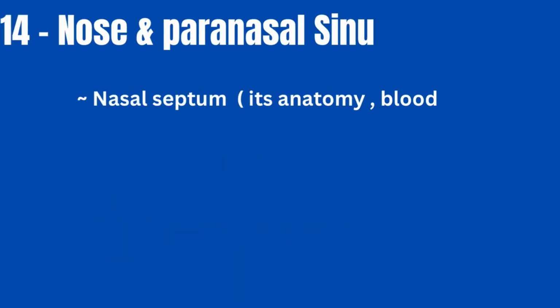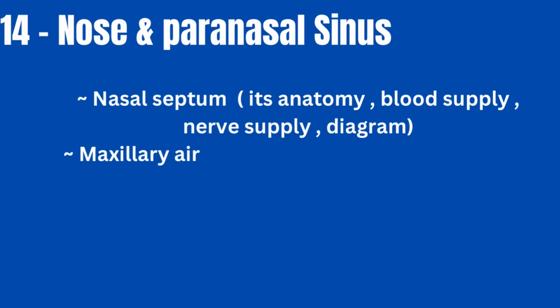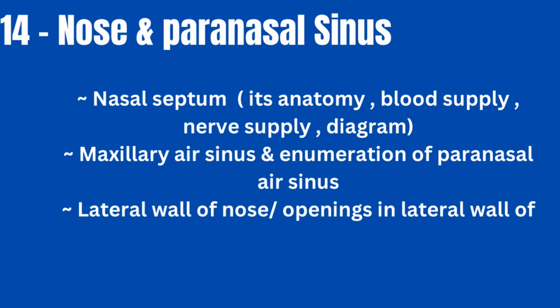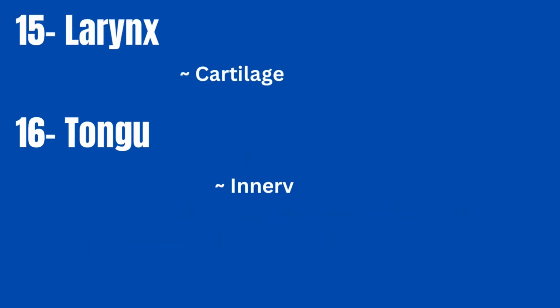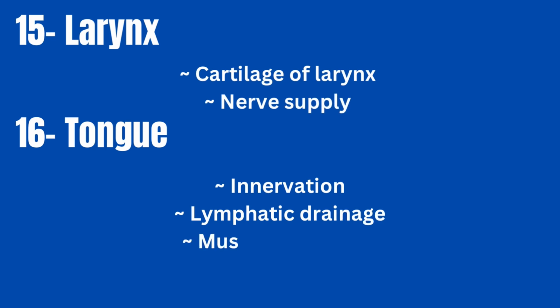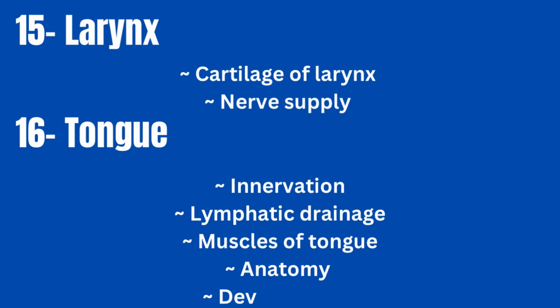For nose and paranasal sinuses, nasal septum is very important. Then maxillary sinus is important other than other paranasal sinuses. Then lateral wall of nose and openings in the lateral wall of nose are important. For larynx, its cartilages and nerve supply are important, and tongue is an overall important topic which includes innervations, lymphatic drainage, muscles of tongue, its anatomy, its development.